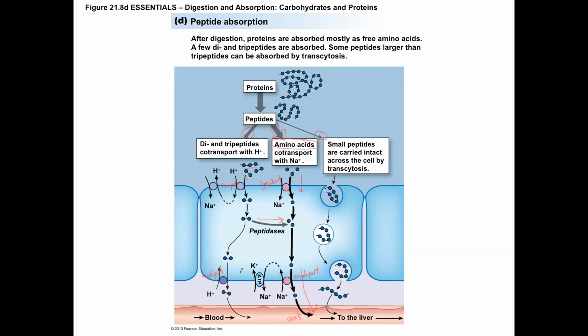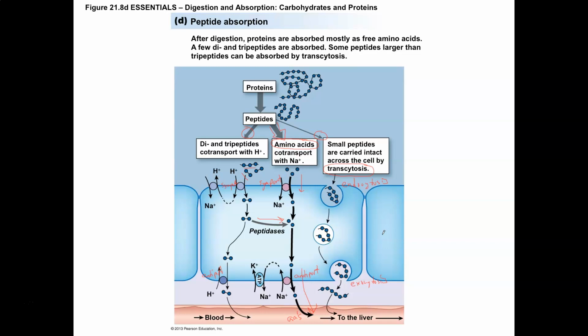The reason being is that if we are to absorb larger peptides, there is a chance that these peptides can become antigenic and can actually trigger our immune system. But there is some transcytosis of larger peptides across the epithelial cells. So this would involve an endocytosis on the apical side of the cell, and then exocytosis on the basal side of the cell. So this is what we refer to as transcytosis, moving across the epithelial cell, requiring an endocytosis on one side and an exocytosis on the other side.